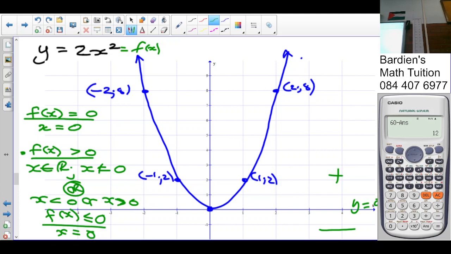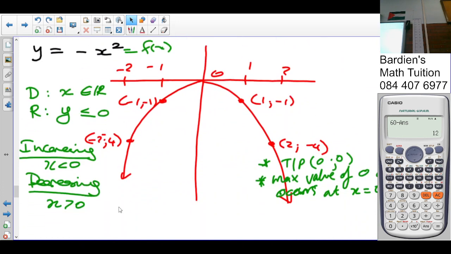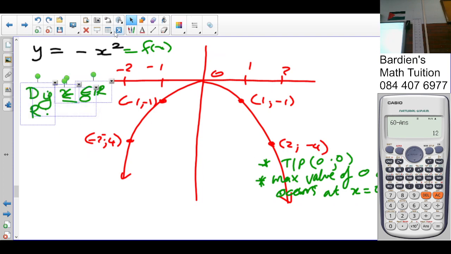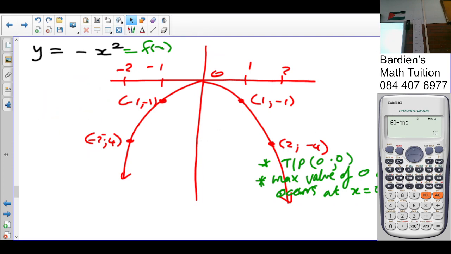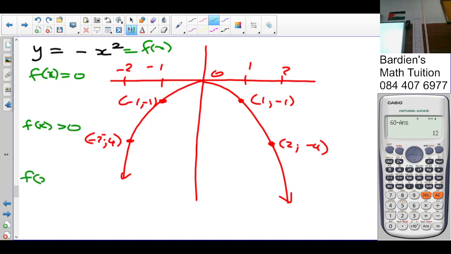Now did you get it? Let's see if you got it. Try that now on this one here. Let's see if you understood what's happening. Where is f of x equal to 0? Where is f of x greater than 0? Where is f of x less than 0?